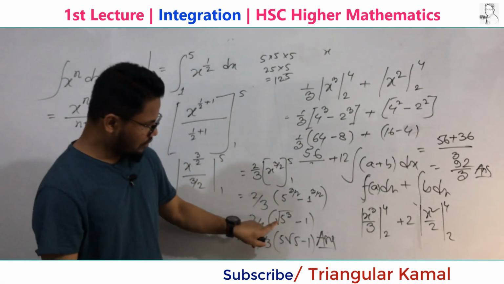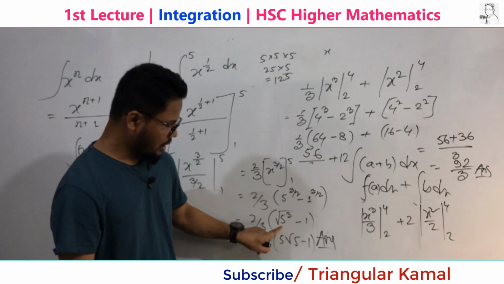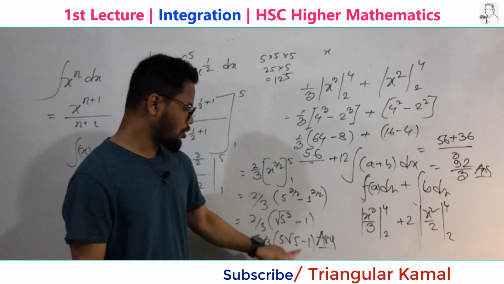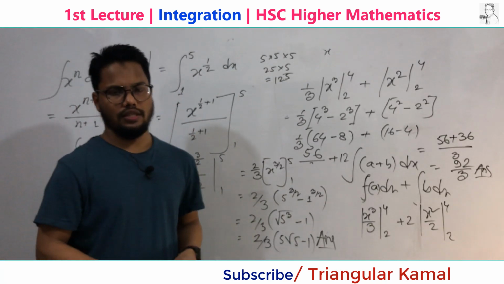Doing the simple calculation, eliminating root over 5 square, then you will get 5, and then another 5 we can write as root over 5, then minus 1 remaining. So this is our final answer.